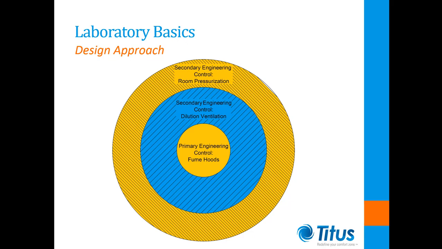The entire room then becomes the secondary engineering control, where we are preventing any contaminants and/or odors from escaping the lab. This is achieved through the use of dilution ventilation, purging any contaminants that may have escaped containment within the hood, and by maintaining a negative pressure relationship to the adjoining spaces.